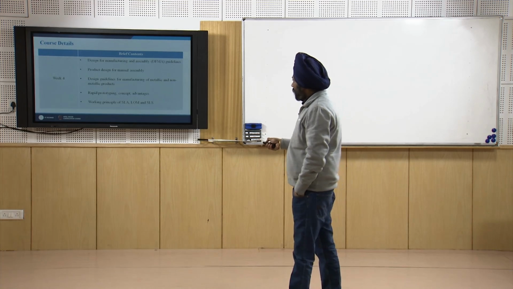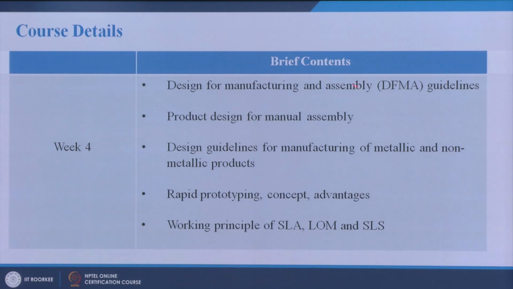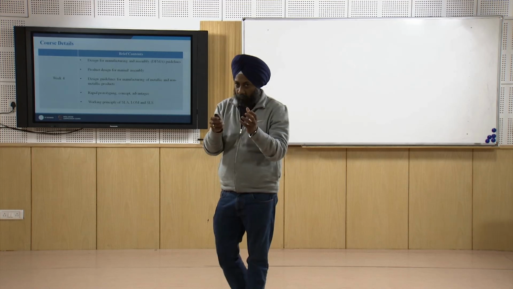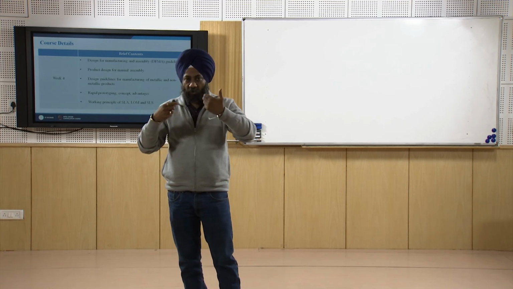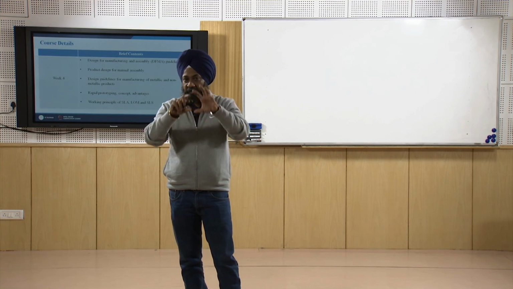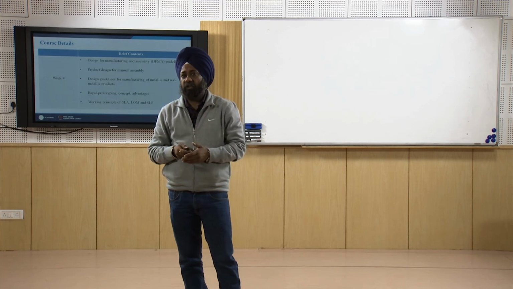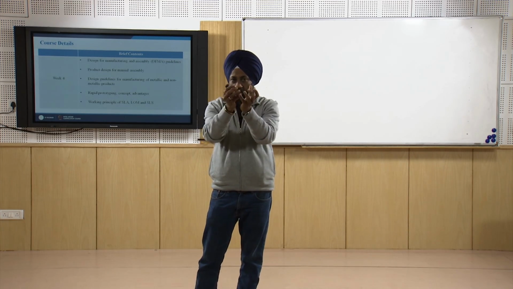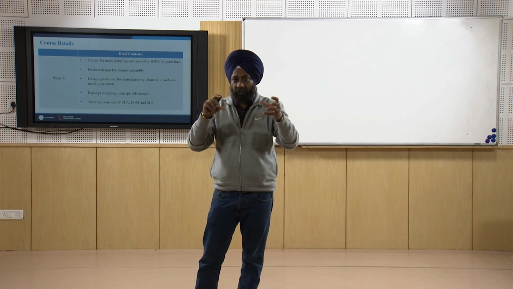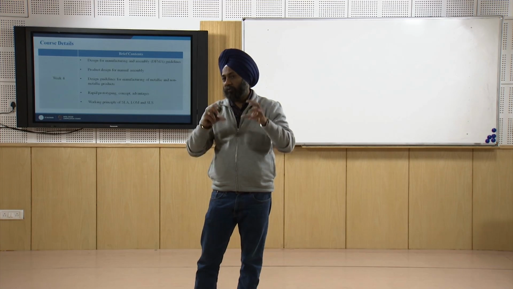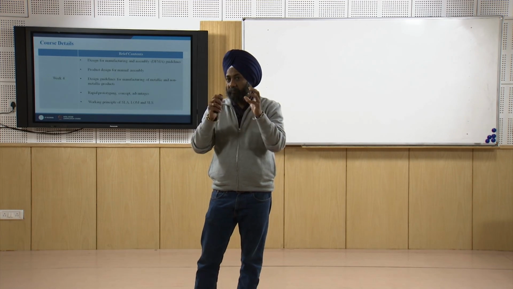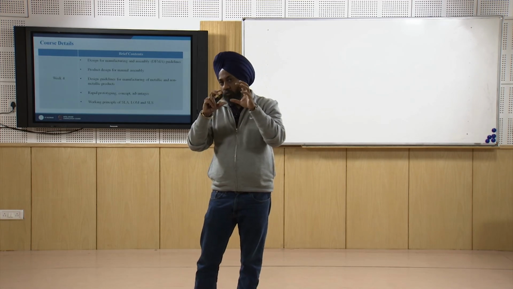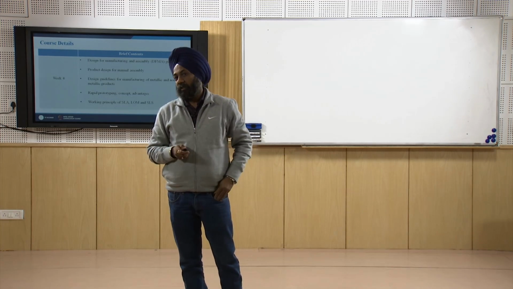In our last week, we will focus on the design for manufacturing and assembly guidelines. We will see product design for manual assembly. Suppose there is a product, for example, this camera which is recording this complete lecture. It has so many different parts. I can see maybe there may be 200 parts that have gone into this very small assembly of the camera. Now what design guidelines should be followed so that this assembly becomes easier, it becomes foolproof, and there is no problem while assembling this camera.